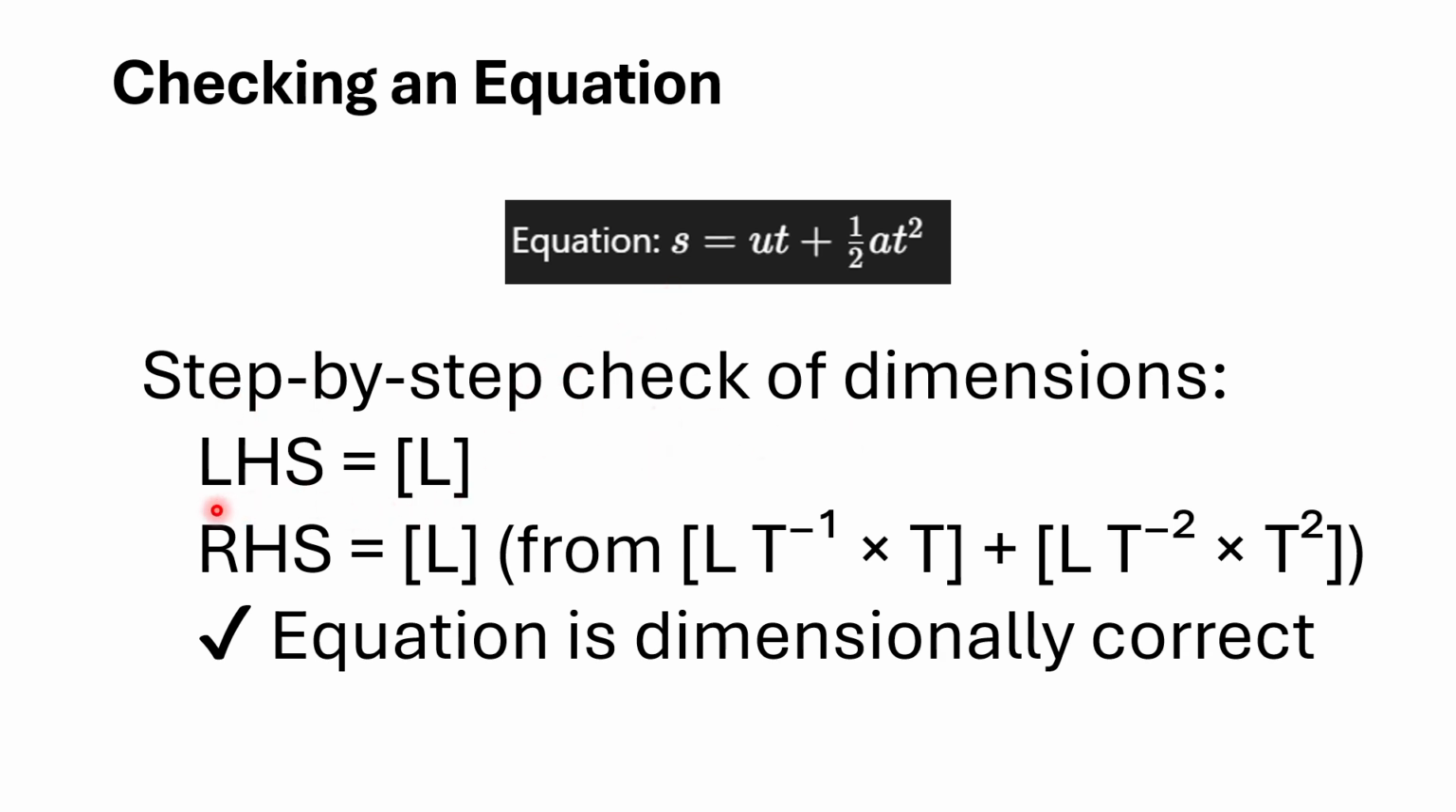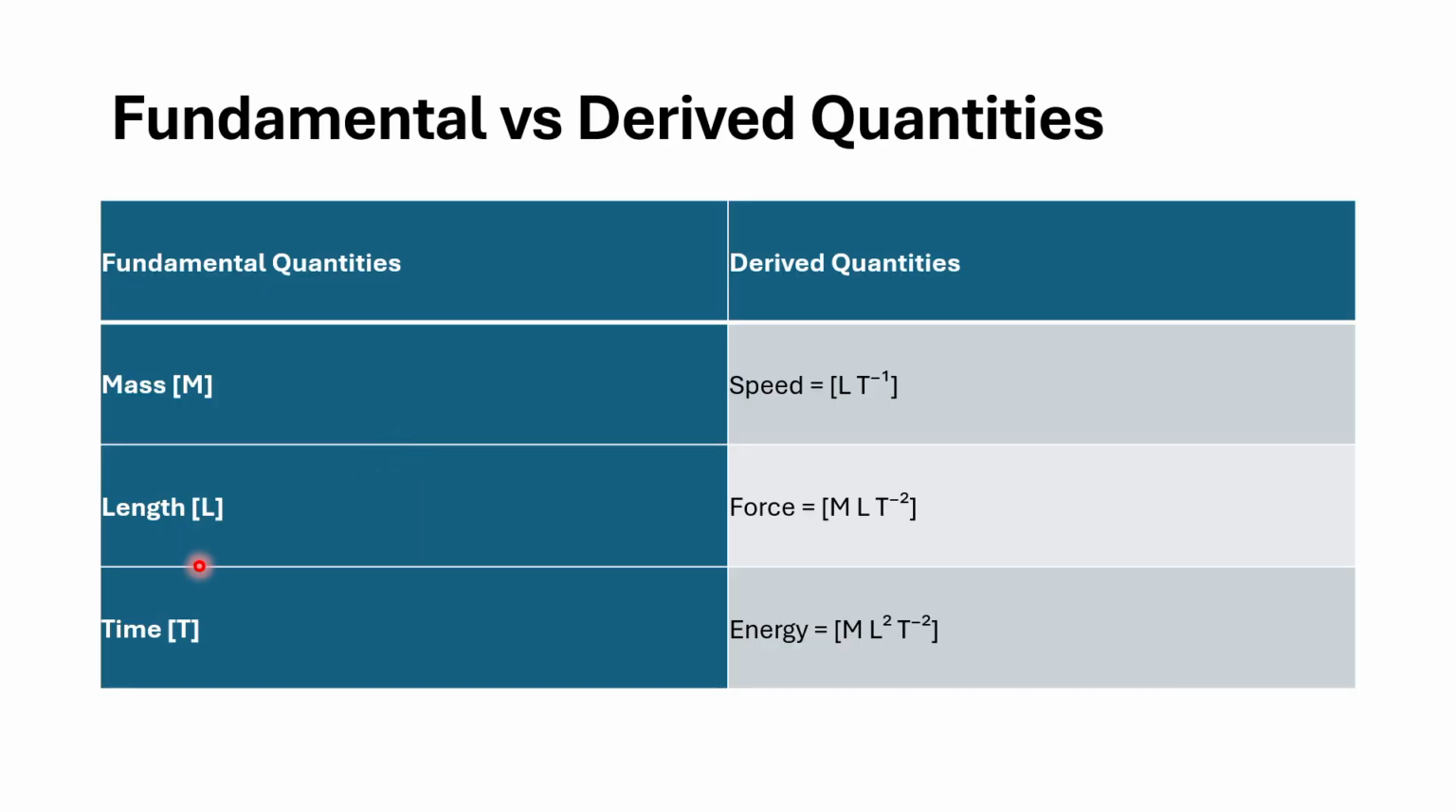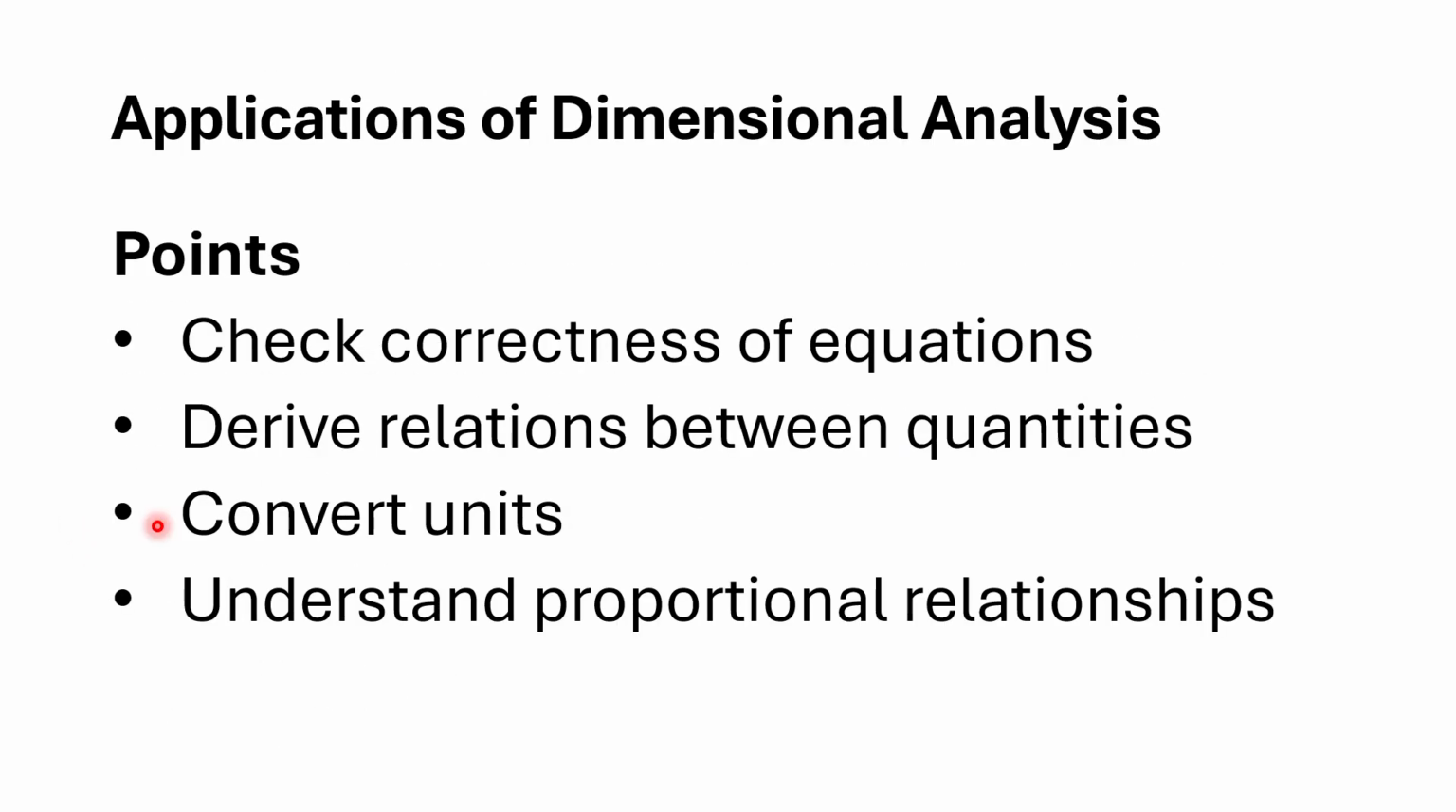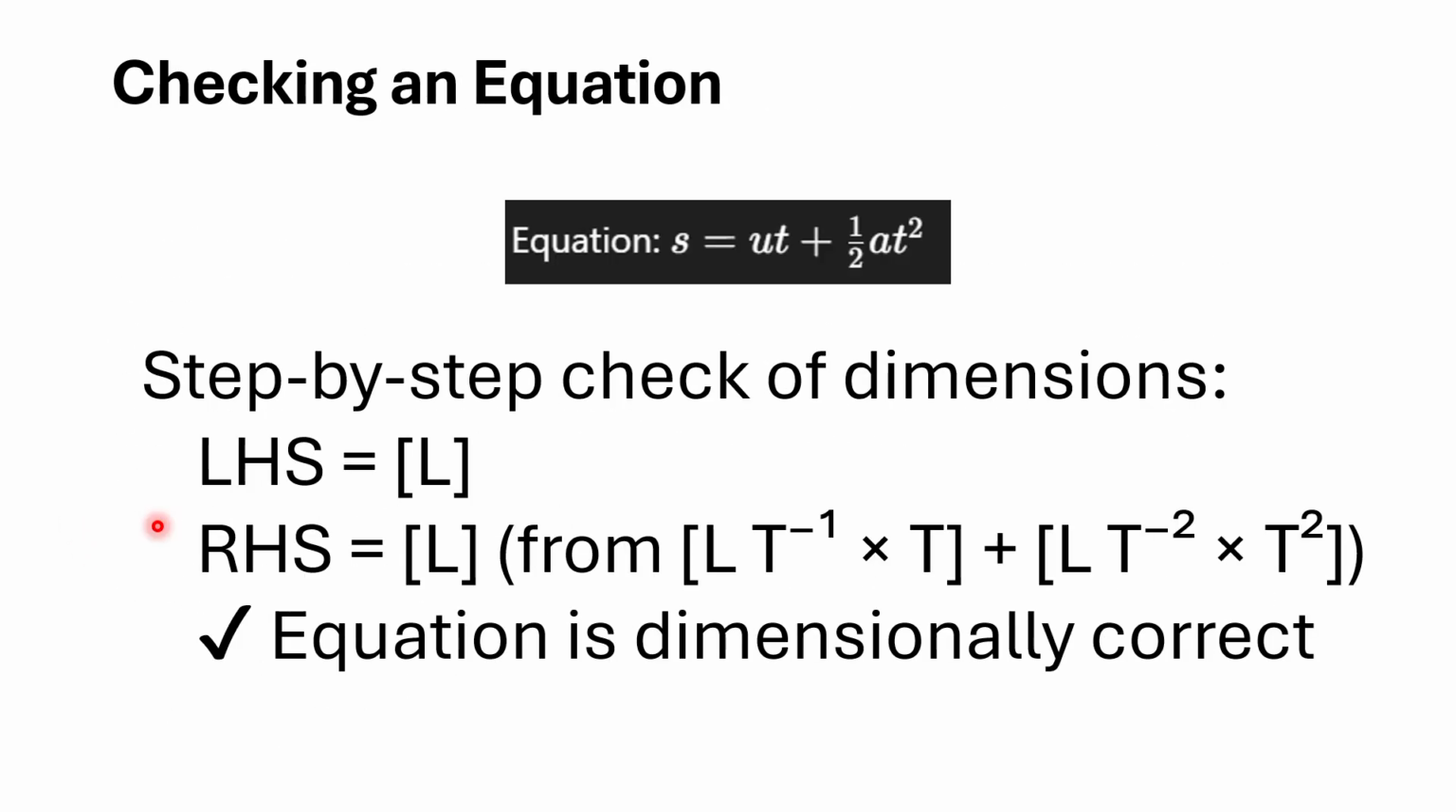First of all we will look at the left hand side. On the left hand side we have only s. s is the distance, which means length. The dimension of length is L, as we discussed previously. So on the left hand side we have only the distance, and L is the only dimension.